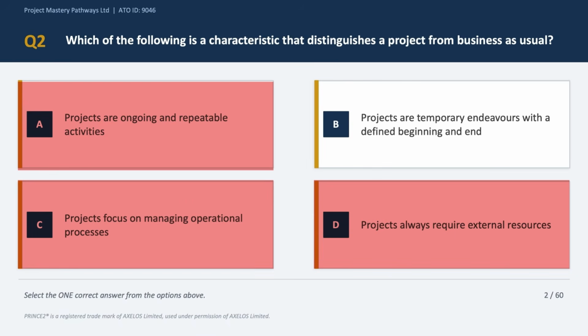Option B says projects are temporary endeavors with a defined beginning and end. This looks like a great option to me because a project is indeed a temporary endeavor in nature. It has a defined start, a defined end, and delivers specific products. This is exactly what sets it apart from ongoing operations or business as usual. So the correct answer is option B.